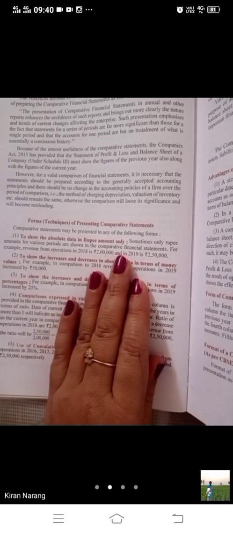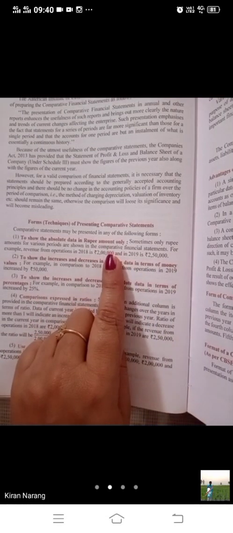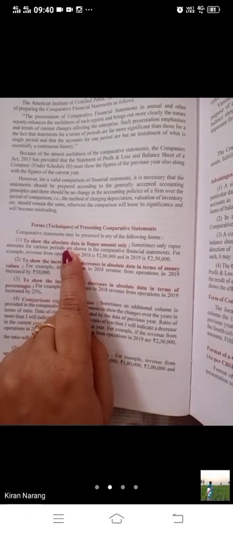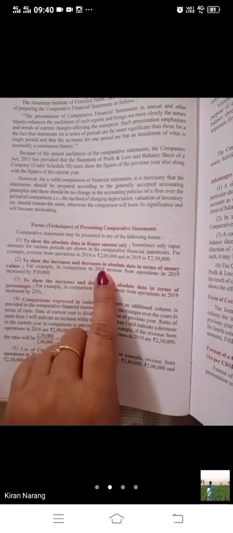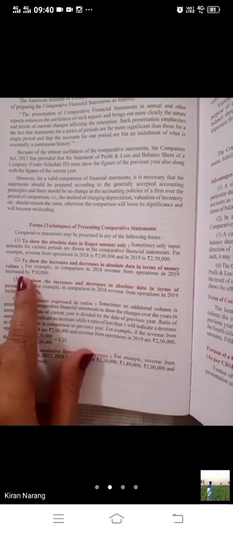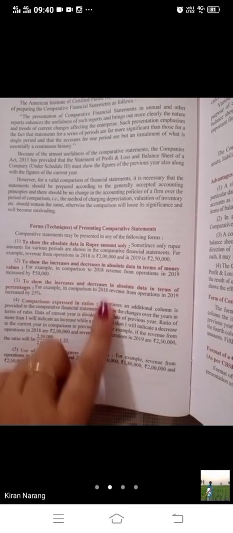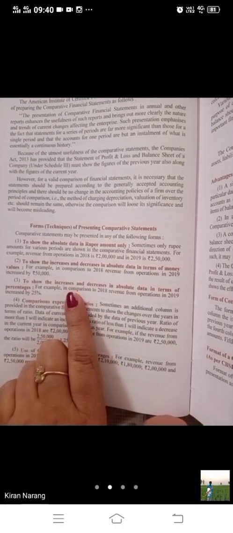Okay. Now, techniques of presenting comparative statements: to show the absolute data in rupee amounts only. This was column number C. You have calculated the absolute increase and decrease in the data. Then, to show the increase or decrease in absolute data, we have to do the comparison of values. A and B we will write, then we will do the comparison, which will be calculated as C.